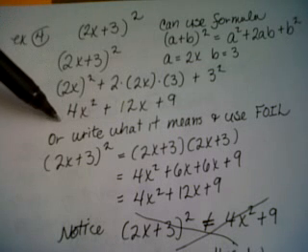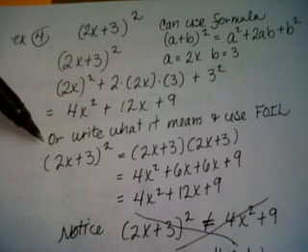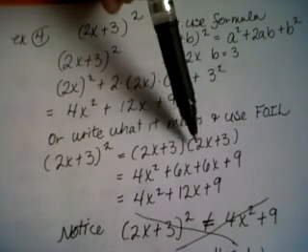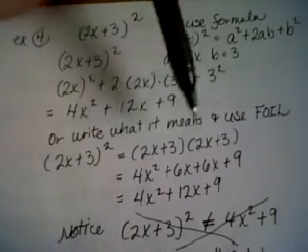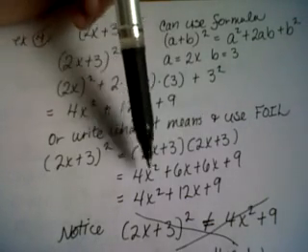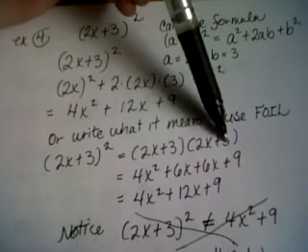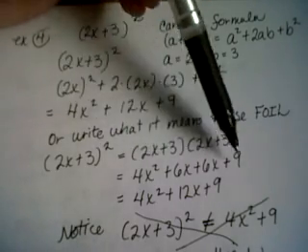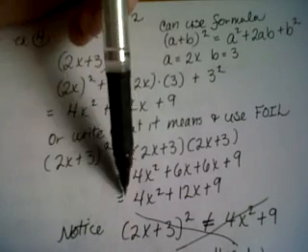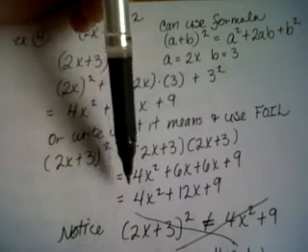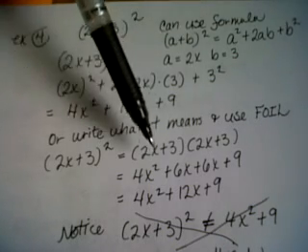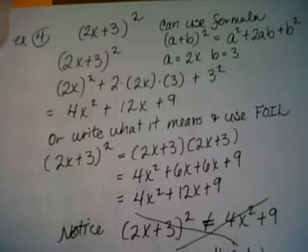Okay, let's say we didn't remember the formula. You can write out what it means and use FOIL. So what does it mean to be 2x plus 3 squared? Well, that means 2x plus 3 times 2x plus 3. And if I went and FOILed that, I'd get 2x times 2x gives me 4x squared. 2x times 3 gives me 6x. 3 times 2x gives me positive 6x, and 3 times 3 gives me a positive 9. Combine my like terms, and I get 4x squared plus 12x plus 9. Notice, it's the exact same answer I got up here. So whether you use the formula or if you write it out and FOIL it, that is fine.